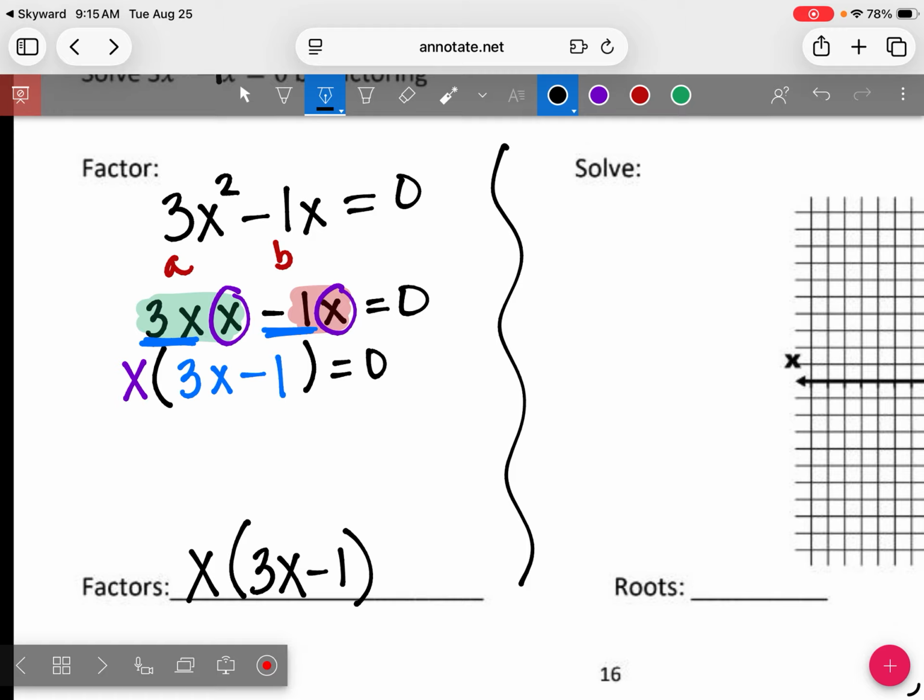All right, now let's set them equal to 0. So I'm going to take just my x, set that equal to 0. Well, that's already solved. X equals 0 is my first answer. We don't need to solve it because it's already solved. And then I'm going to take the 3x minus 1 and set that equal to 0. Go ahead and solve that. Leave your answer as a fraction or make it a decimal.